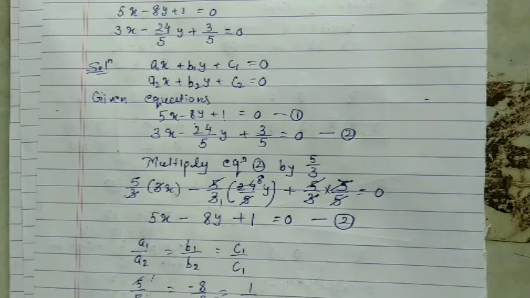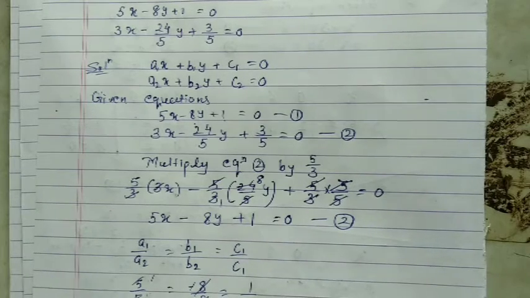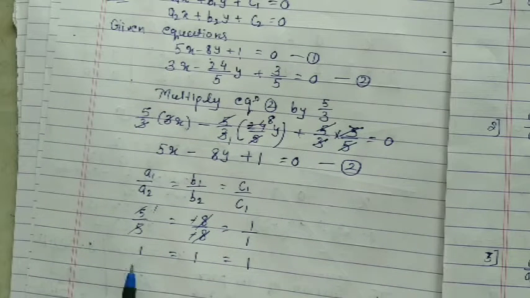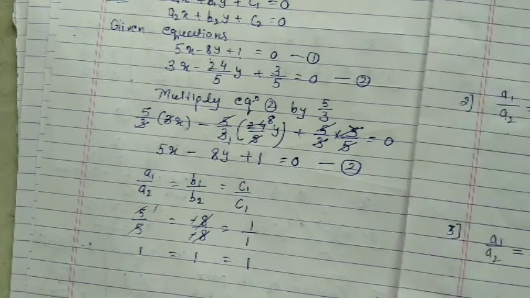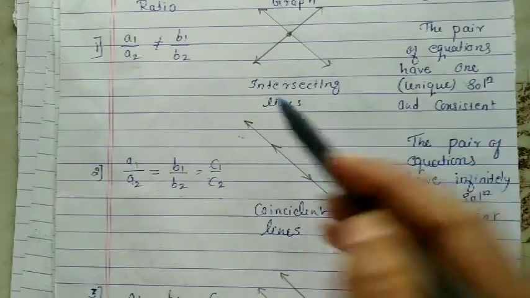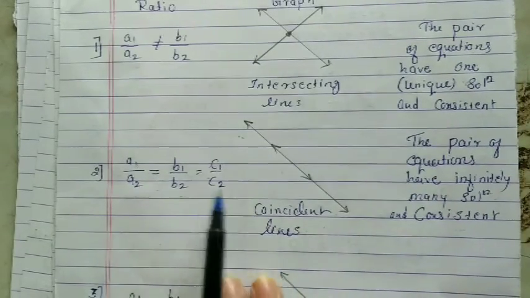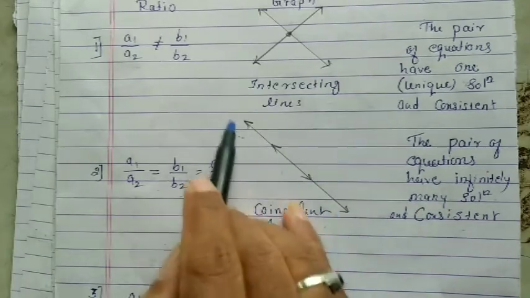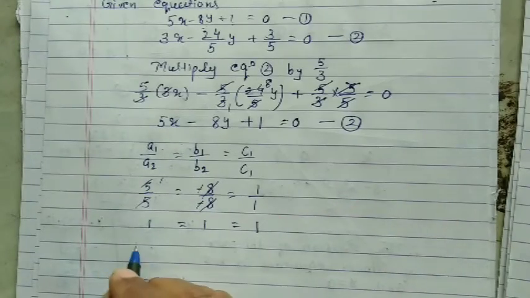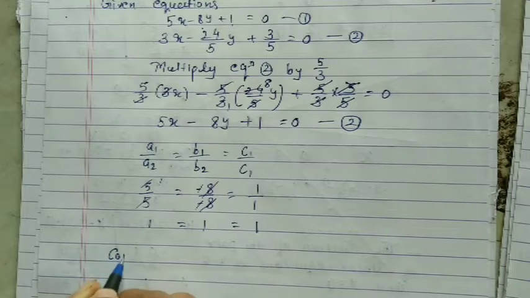So if you cancel this, 5 ones are 5, 5 ones are 5. What do we remain with? 1. Minus minus will get cancelled. 8 ones are 8, 8 ones are 8. And here 1 upon 1 means 1. So these are all in equal sign and with equal values. When all the ratios are equal to each other, we have seen in the last video how we get a graph when values are equal and when values are not equal. So when all the values are equal, our graph is like this, means we are having coincident lines. So here we are having coincident lines.